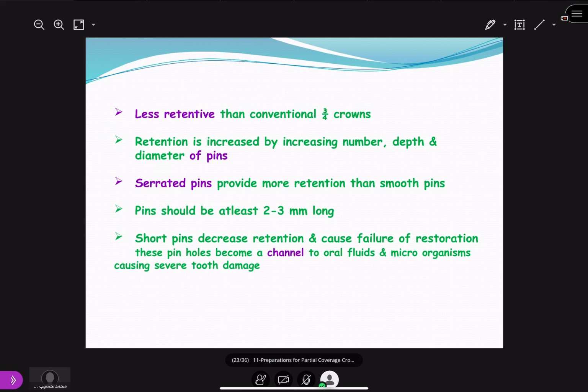It is less retentive than the conventional 3/4 crown. The retention is increased by increasing the number, depth, and diameter of the pins. Striated pins provide more retention than smooth pins. Pins should be at least 2 to 3 millimeter long, so we will drill a pin hole 2 to 3 millimeter inside the tooth. Short pins decrease retention and cause failure of the restoration. These pin holes can be a channel for oral fluids and microorganisms, causing severe tooth damage.